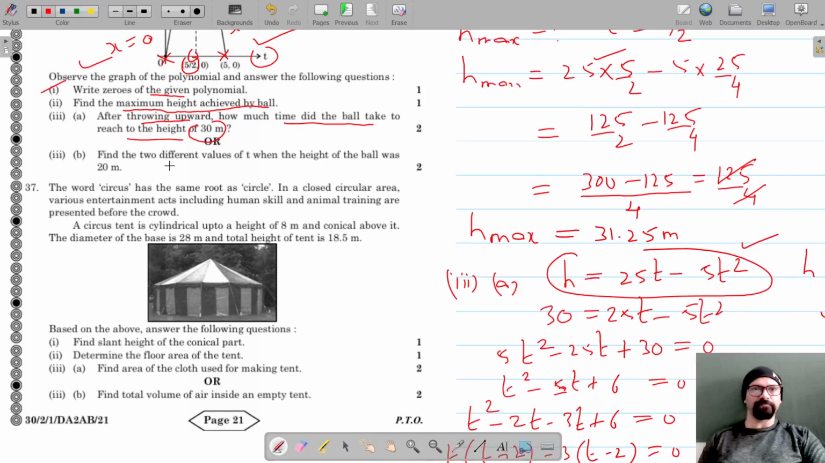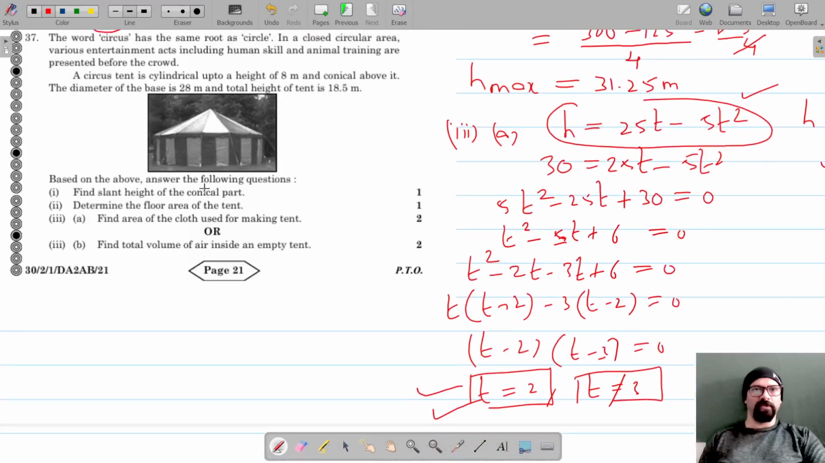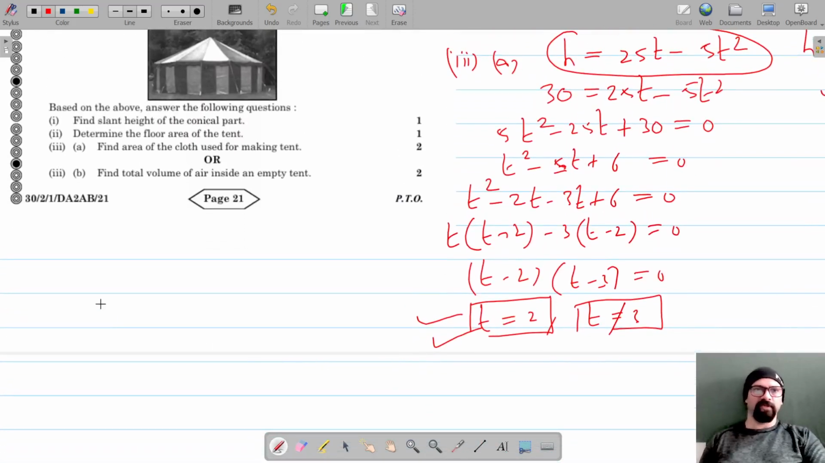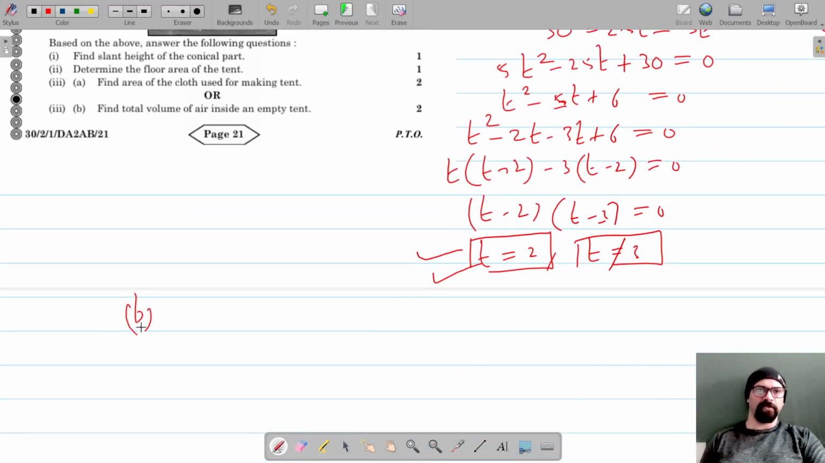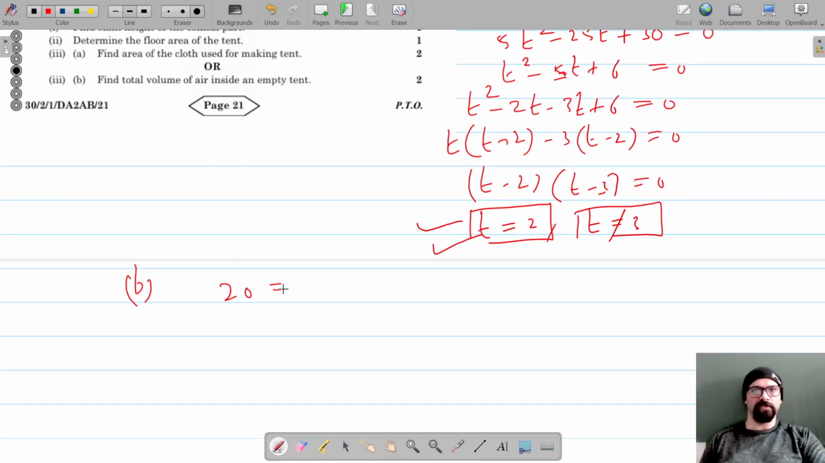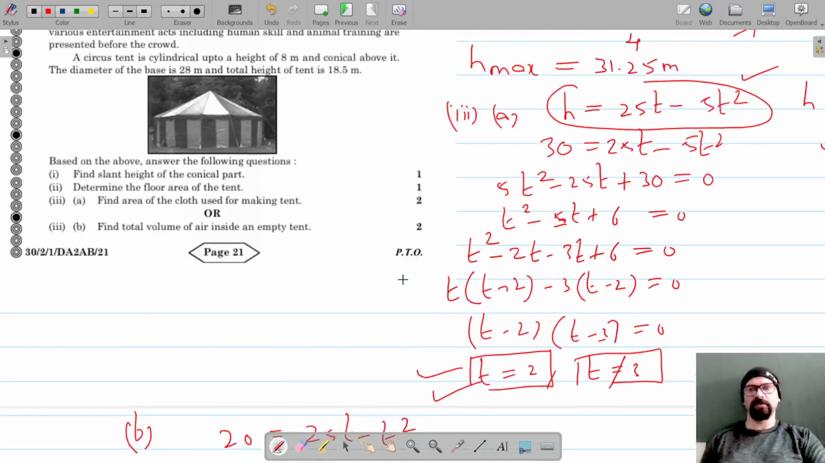Okay, now we have to find the two different values of t when the height of the ball is 20 meters. There are two values of t because for the same height, one is going upward and the other would be coming downwards. So let's use the equation and put height as 20. So this is part B of part 3. Now height has to be 20, which is equal to 25t minus 5t square.